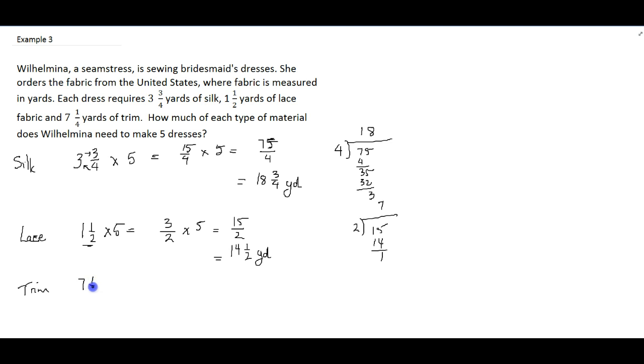Finally, we're looking for trim, and each dress needs 7 1/4 yards of trim, and we multiply that by 5. So 7 times 4 gives us 28, plus 1 gives us 29, so we have 29 over 4 times 5. Multiply 5 times 29, and that gives us 145 over 4. Again, convert it back into a mixed number. 4 goes into 14 3 times. We have 12 with a 25 left over. 4 goes into 25 6 times, so 25 minus 24 gives us a 1 remainder. And so this is 36 1/4 yards of trim.